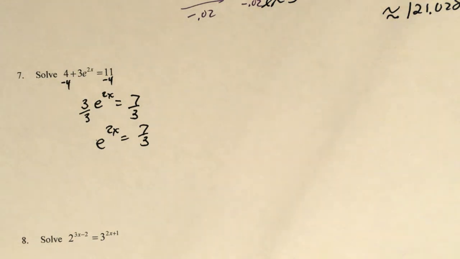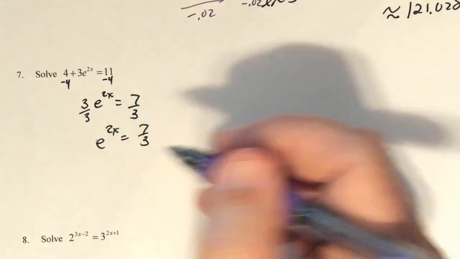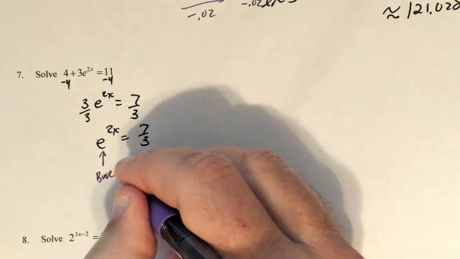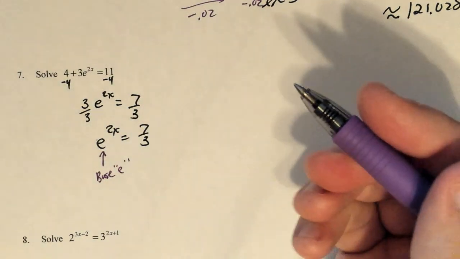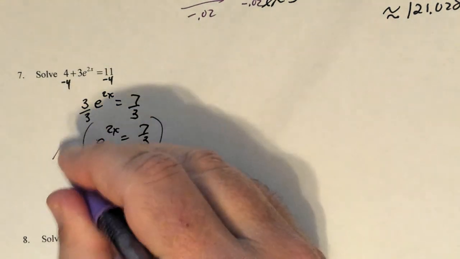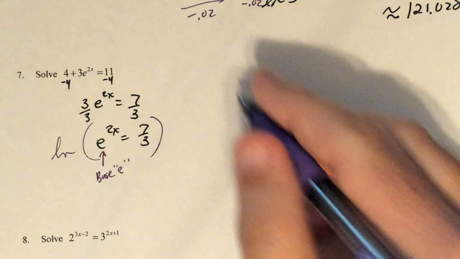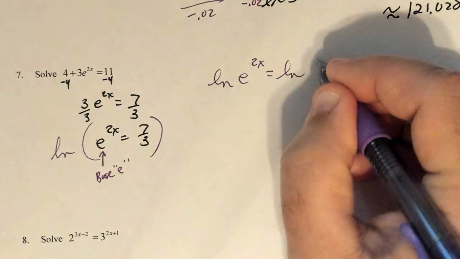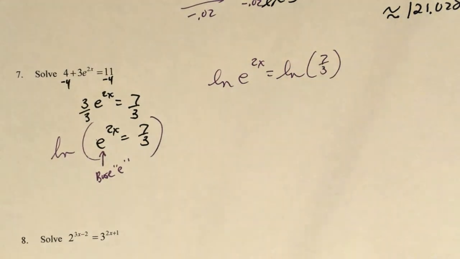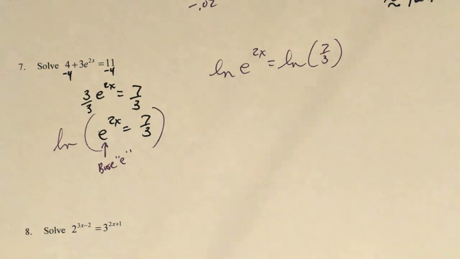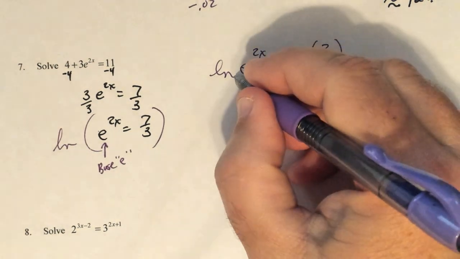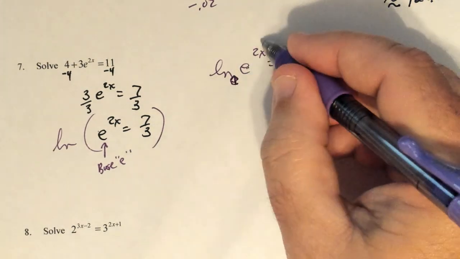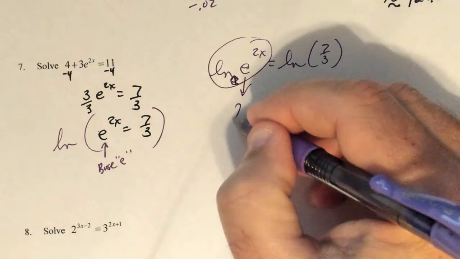Now, here's where picking the type of log you're going to use is important, because this is base e, right? And the type of logs that go with base e is going to be natural logs. So here we're going to do a natural log to both sides. And it comes in handy because what happens is this. We're going to get the natural log of e to the 2x is equal to the natural log of 7/3. Now, why this is important is because this is base e, right? And we have a special rule that if this is e and that's e, then this whole thing equals the exponent.